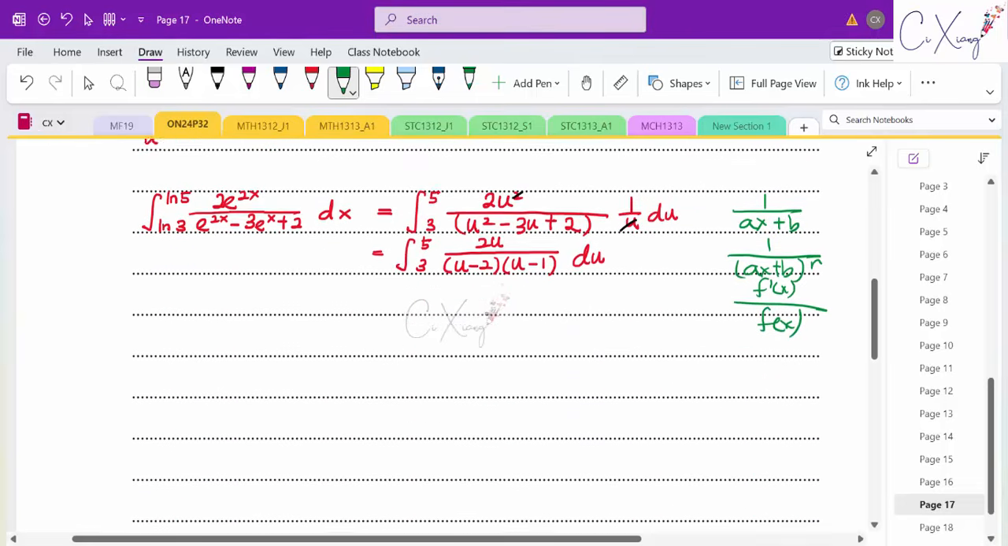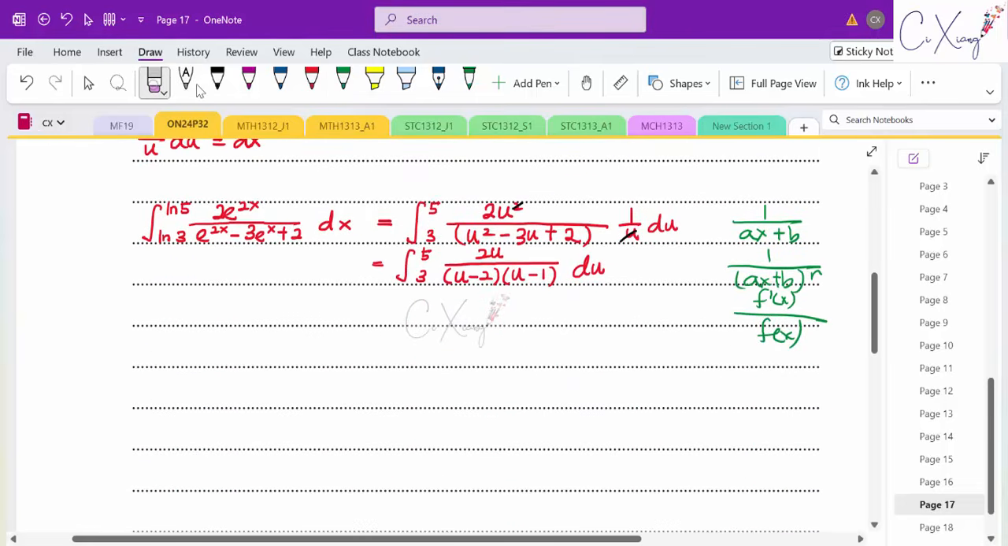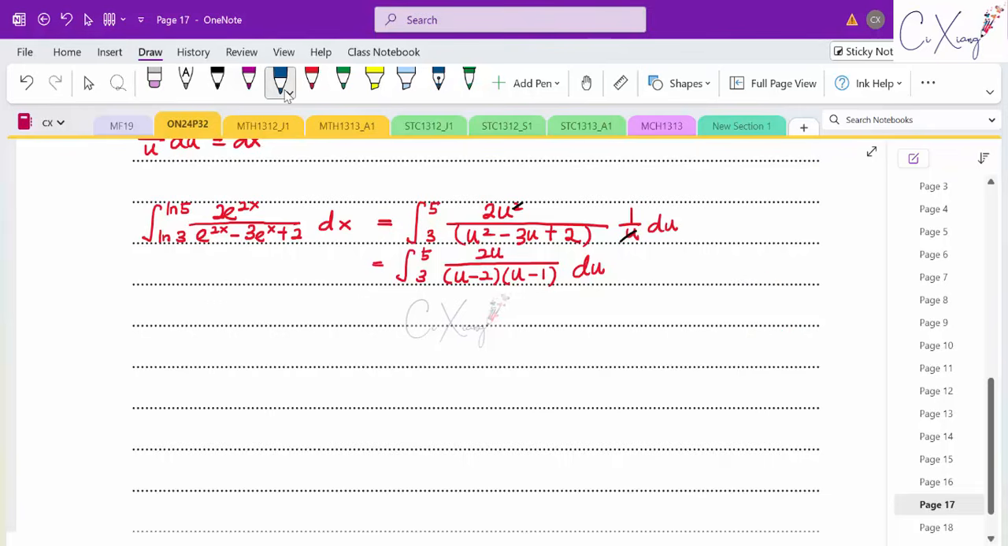Alright, so that means for this particular expression, I want to apply my partial fraction. So let's start. Okay, so maybe I use the blue color so that you're aware. So I'm having 2u divided by u minus 2, u minus 1. I want to separate into two partial fractions, which is a over u minus 2 plus b over u minus 1.